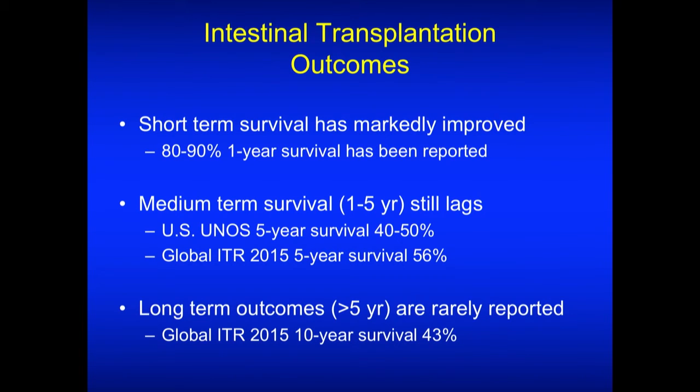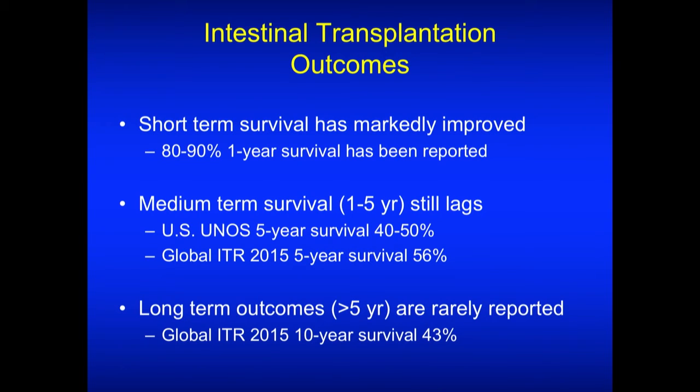In the UNOS registry, which keeps track of all of the transplants done in the United States, the survival is only 40 to 50%. And in the global intestinal transplant registry, the 5-year survival is about 50% right now. And finally, for long-term outcomes, which are outcomes at 10 years, those are rarely reported for intestinal transplantation. And as of 2015, the intestinal transplant registry reported a 10-year survival of 43%.